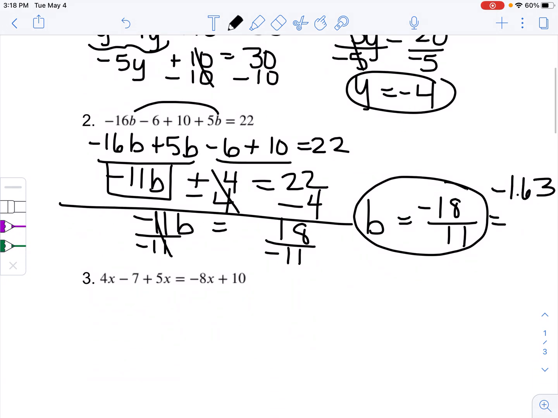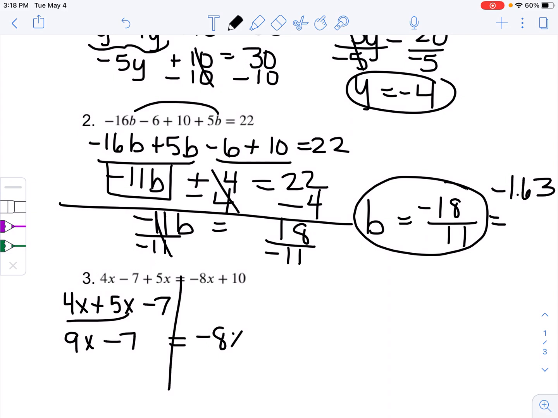Okay, number 3, I have variables on both sides this time, but I'm still going to group my x's that are on the same side together. So 4x plus 5x makes 9x minus 7 equals negative 8x plus 10.